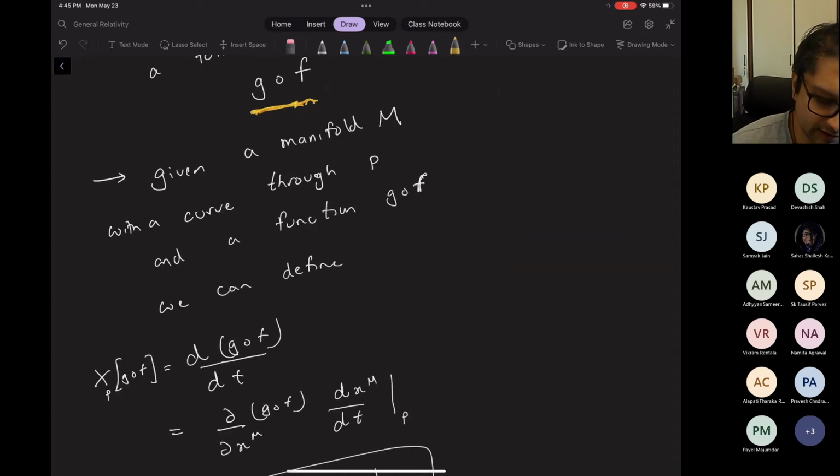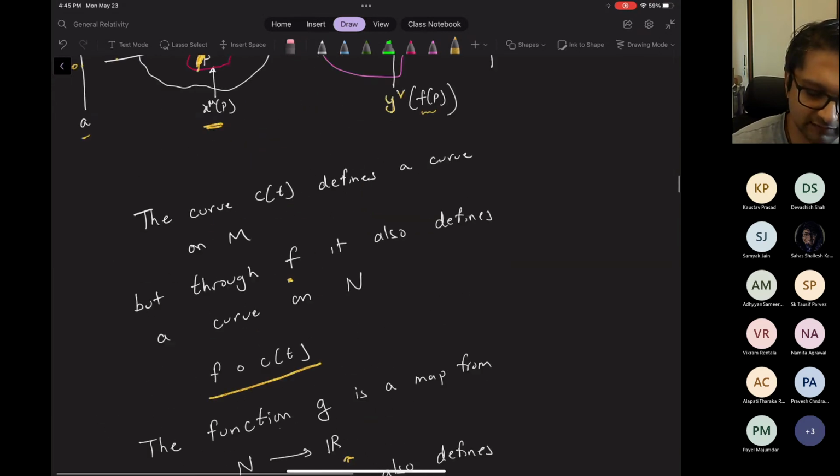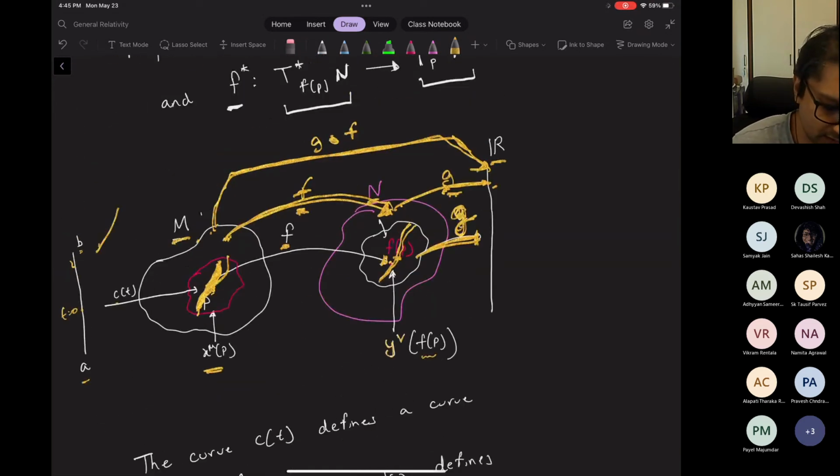So now let's start with this. Given a manifold M with a curve through P and this function g circle F, we have a curve which is defined from here, and we have this function g circle F. Now, given a function and a curve, we can define a derivative operator at P, as we did before.